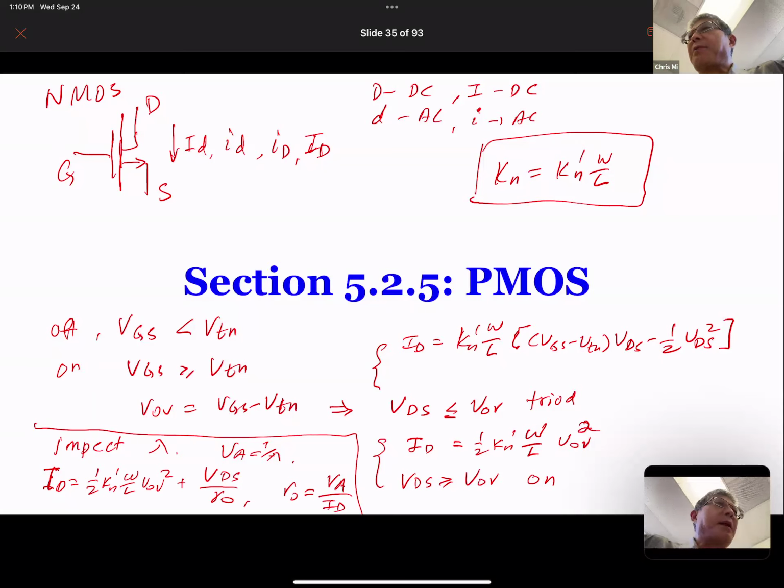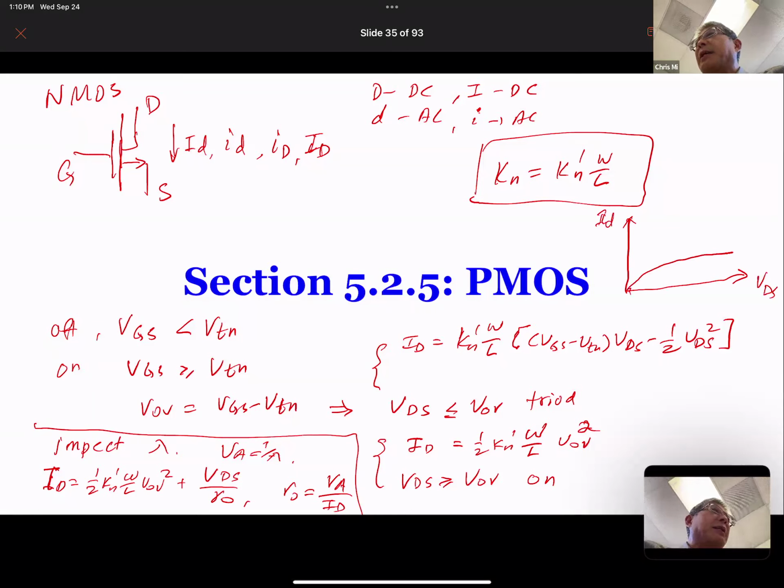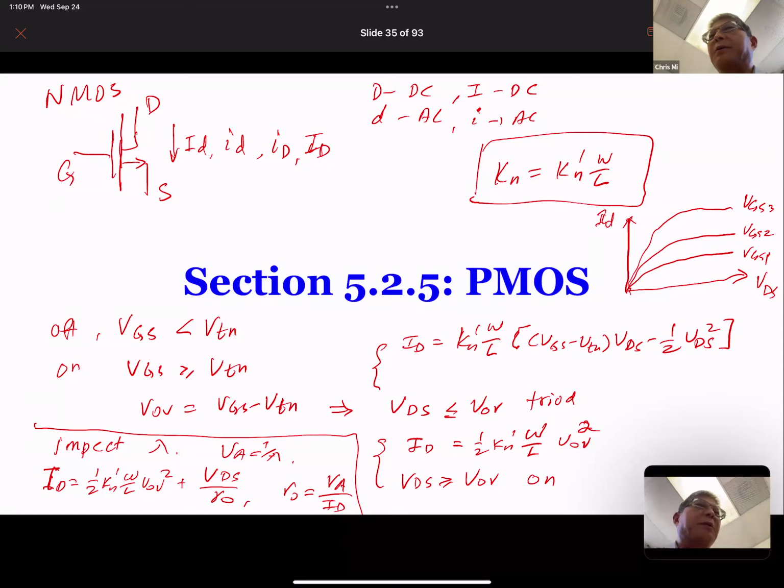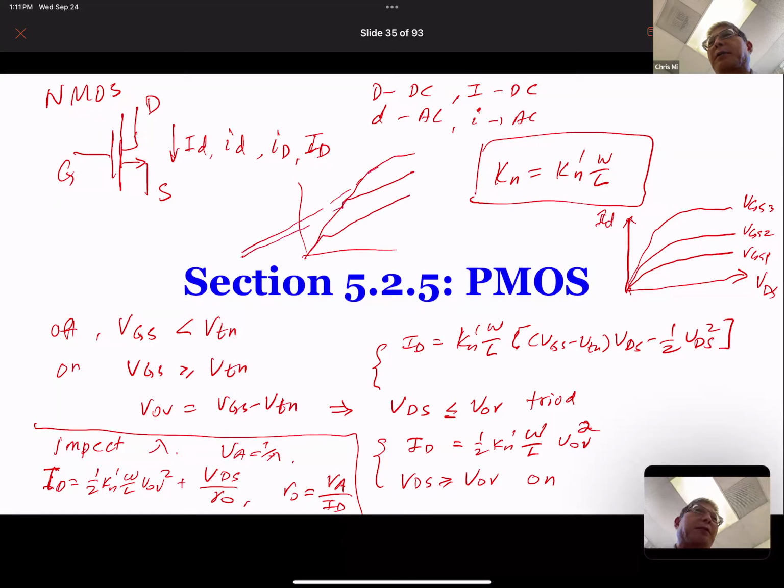And the diagram relation for ID as a function of VDS can be drawn like this. Each curve corresponds to a different VGS. In the imperfect model, we know that each curve has a little bit of slope, and those slopes always cross at the third quadrant, and that voltage is what we call VA, or 1 over lambda.